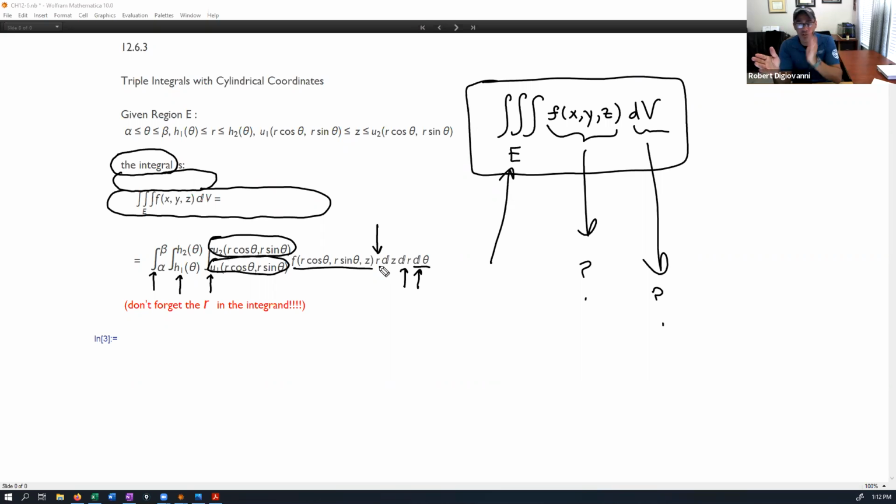So we know what to switch x and y to. What do we switch z to? Nothing. Z stays z, okay? And that's why your inner integral will be with respect to z.